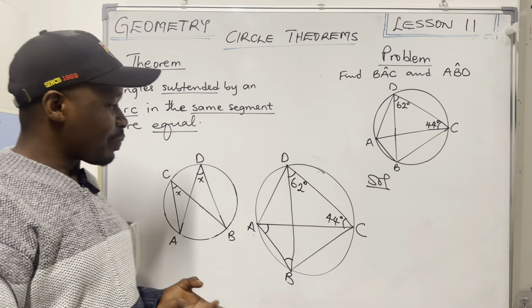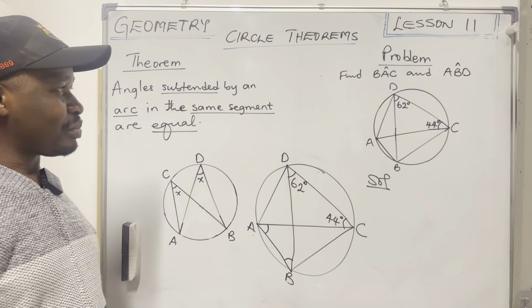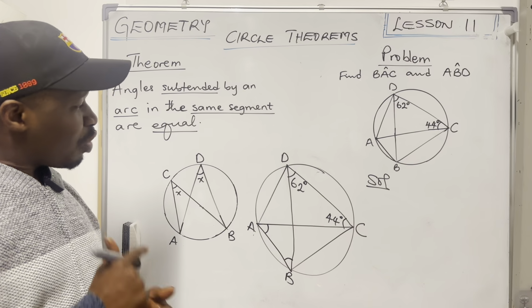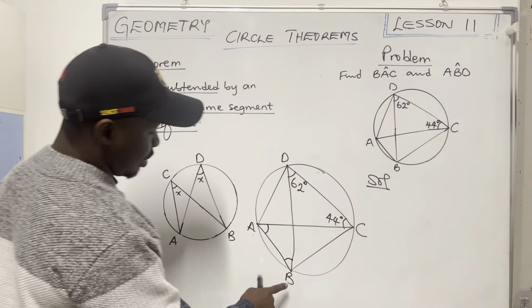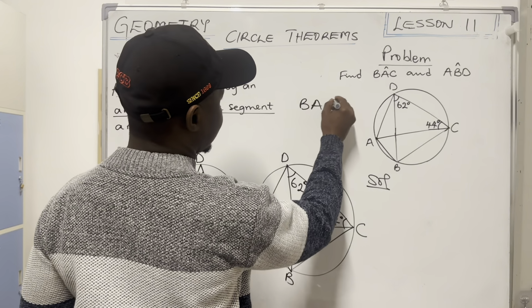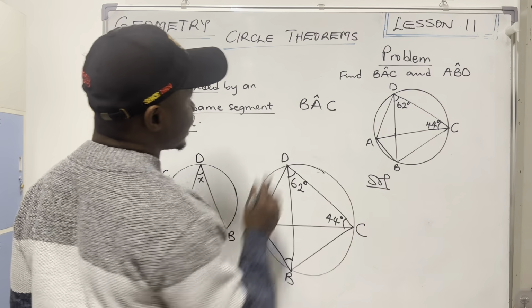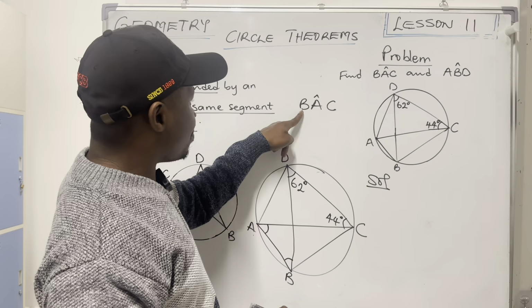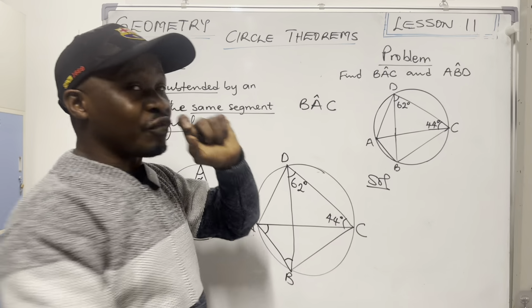What do we do? First of all, how do we even determine the theorem that is suitable here? Let's start with the first one, BAC. This symbol means angle. So BAC simply tells you that two lines, one coming from B, another coming from C, they meet at A to form the angle.